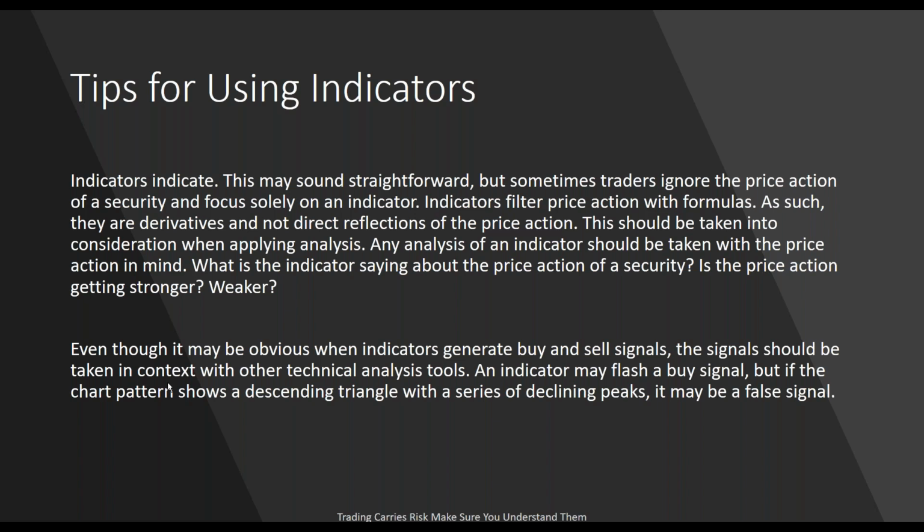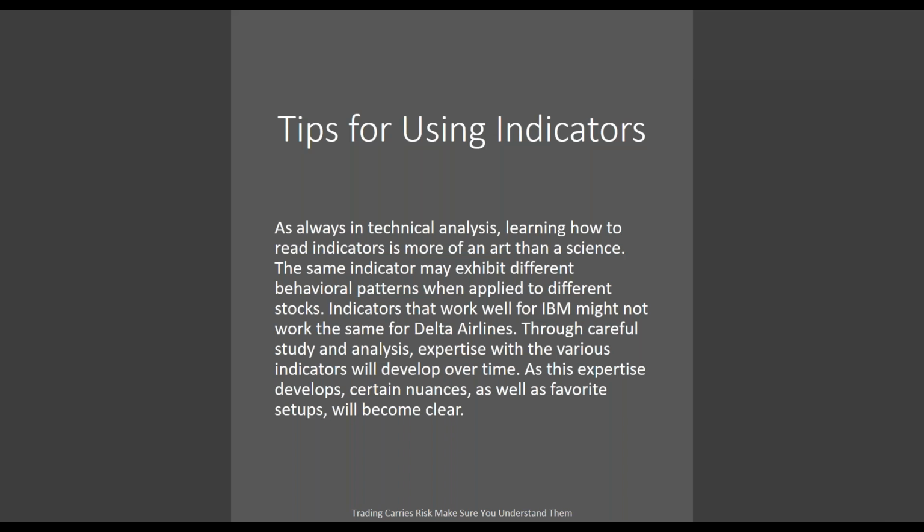Even though it may be obvious when indicators generate buy and sell signals, the signal should be taken in context with other technical analysis tools. An indicator may flash a buy signal, but if the chart pattern shows a descending triangle with a series of declining peaks, it will be a false or maybe a false signal. So your price action, your candlestick charts, your price action on those candlesticks are the most important. They are the first line of defense. Okay. Your second line is your indicators.